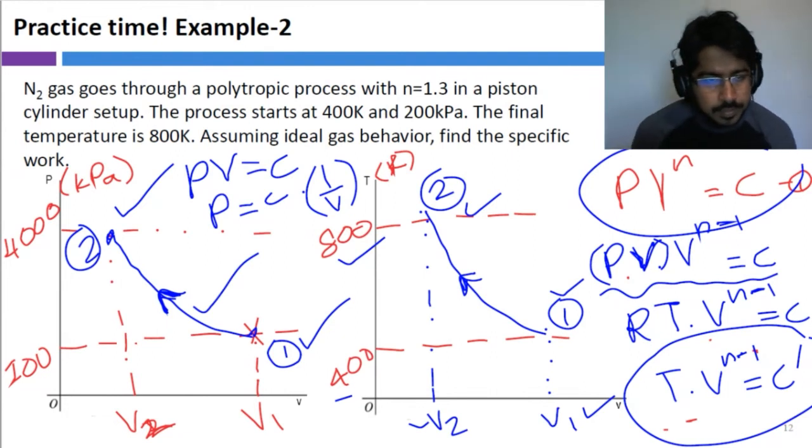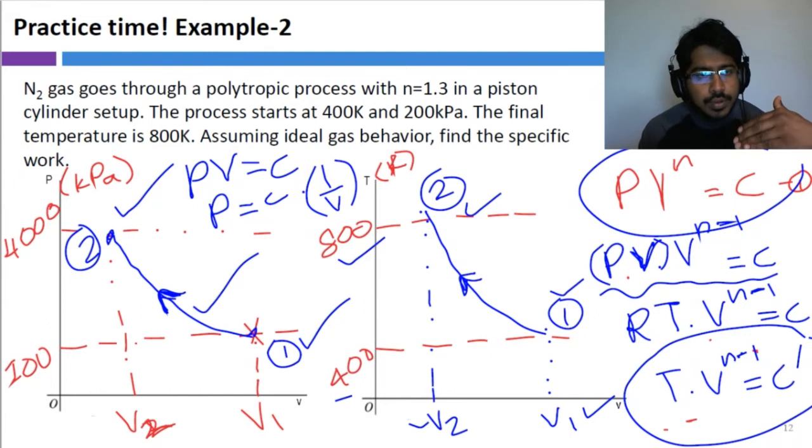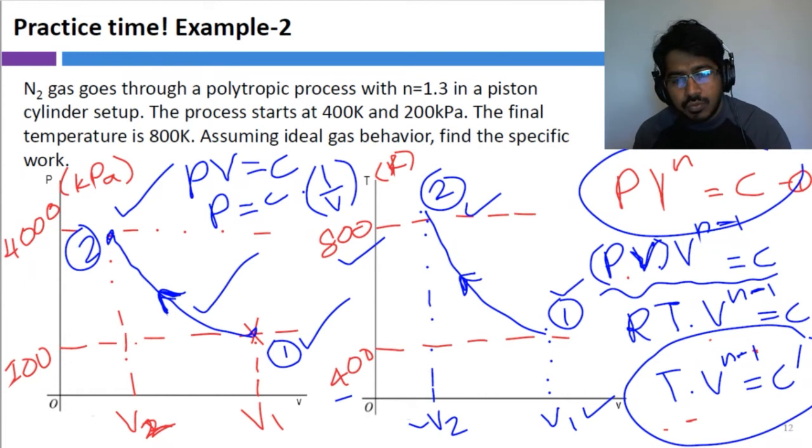Okay, so now the initial goal of this problem was not to draw this diagram. What I wanted to do here is to give you an idea how to determine the properties so that you can draw these process diagrams. So the question asks for the final temperature and to find the specific work. The question asks for that, right?